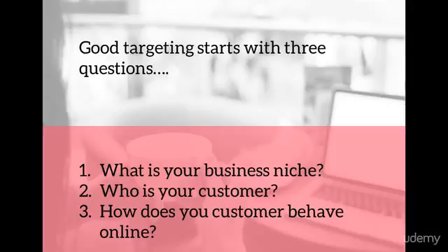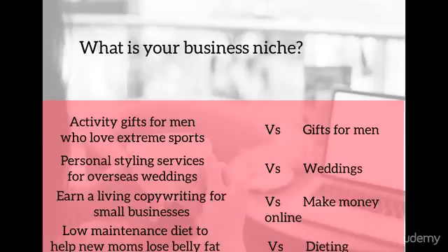Good advert targeting starts by asking yourself these 3 questions. Question number 1, what is your business niche? Number 2, who is your customer? And number 3, how does your customer behave online? If you can answer these 3 questions confidently, then you've achieved step 1 in creating an ad campaign that's really going to perform well. So let's have a look at these 3 questions in a bit more detail. We'll tackle the first one first.